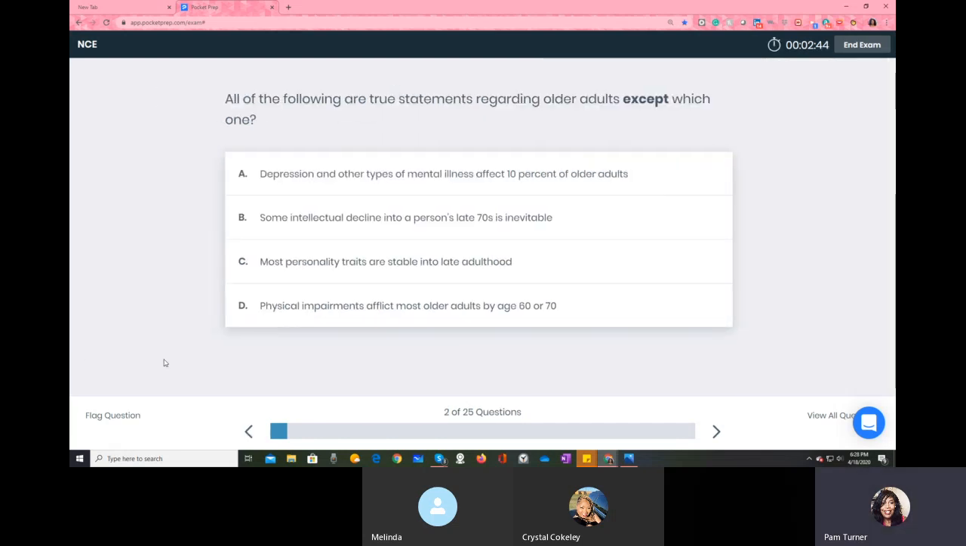Okay. So again, this is normal human development. All of the following are true statements regarding older adults, except which one? And I hate these types. So three of these are true and one is not. So I'm looking for the one that's not.